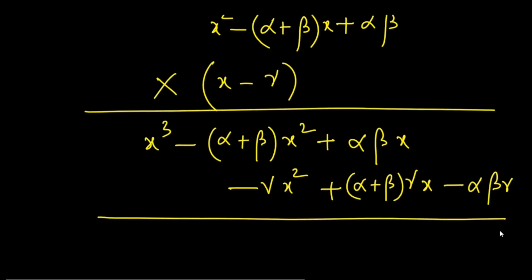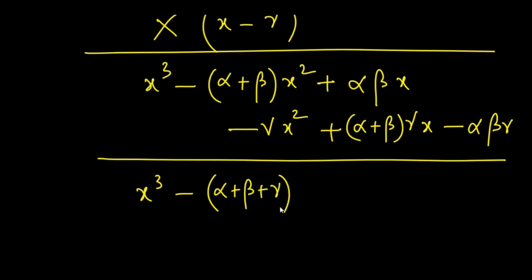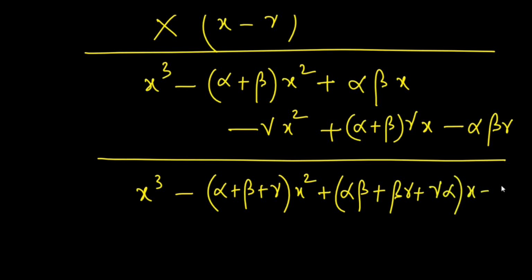Adding the partial products, we get x cube minus alpha plus beta plus gamma x square, and here we get alpha beta plus beta gamma plus gamma alpha x minus alpha beta gamma.